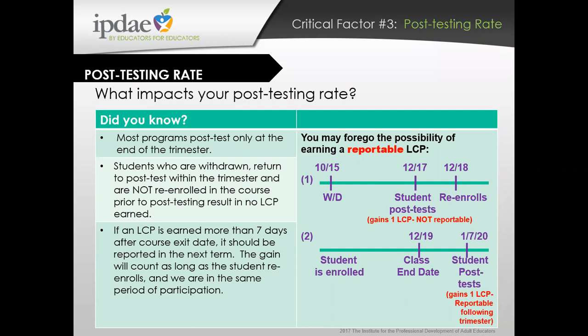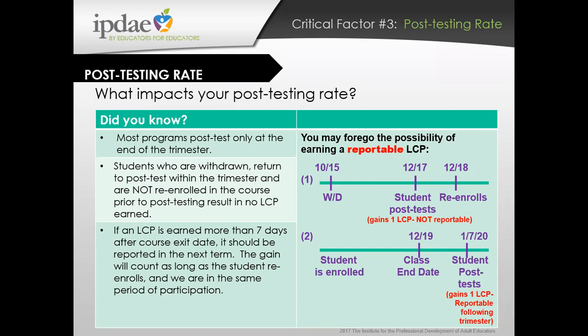We know that the state target is to attain a minimum 70% post-testing rate, all right? We already know that it's directly tied to your performance rate. Now, if a student does not post-test, he or she is going to count against you in the denominator. We've already established it. So every time that your post-testing rate drops, your performance rate is going to drop. And the math is actually pretty simple. If you only post-test 50% of your students, then that already drops your performance rate to 50%. And that's assuming that every single student there is going to gain 1 LCP.